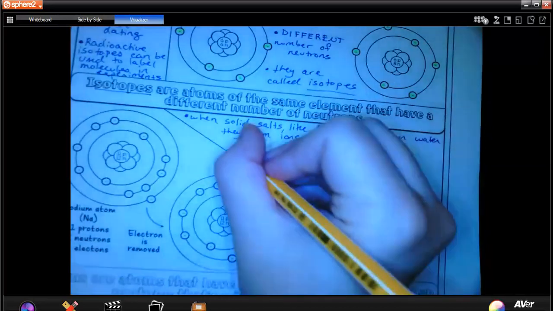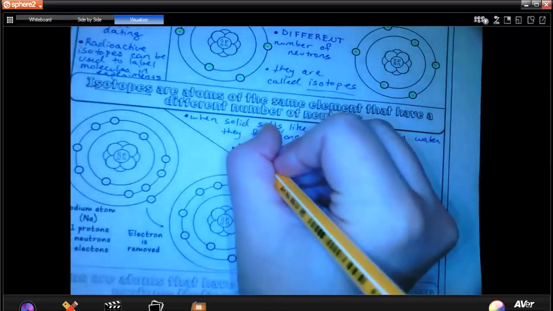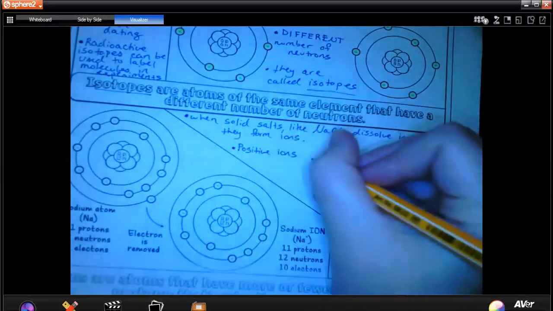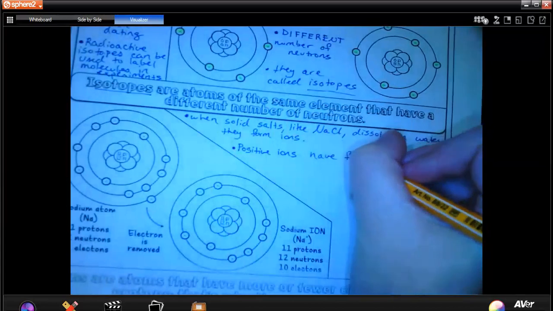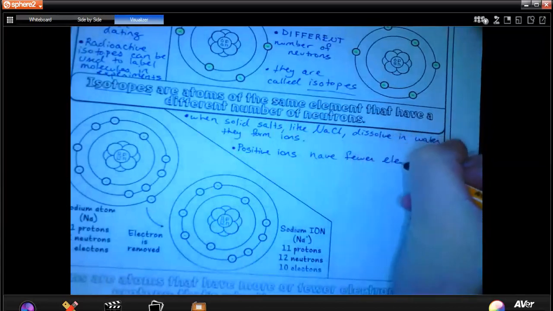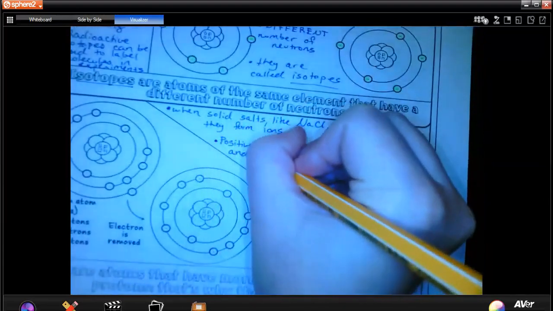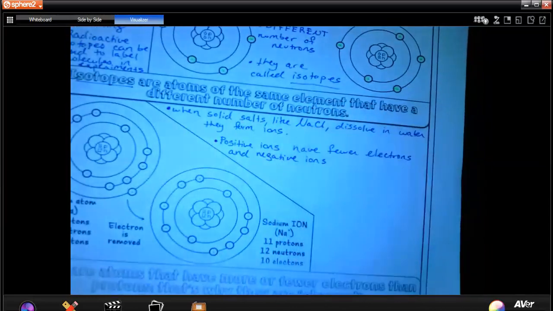Ions are charged, which means they can actually cause charge to flow through water. Positive ions have fewer electrons and negative ions have more electrons than normal atoms.